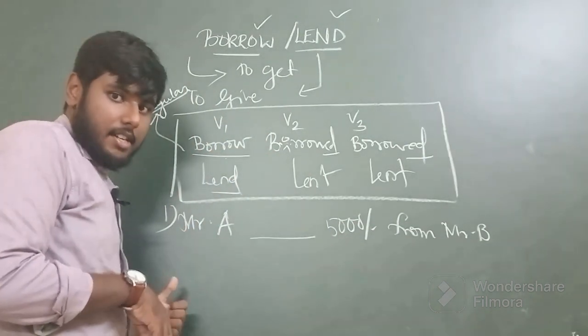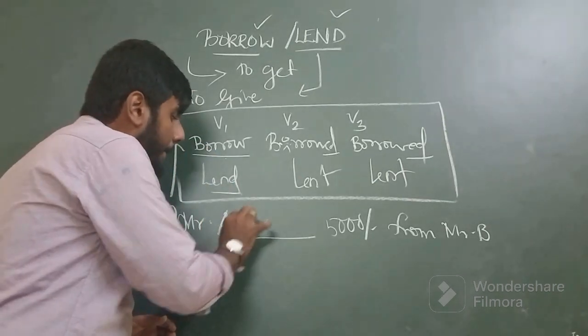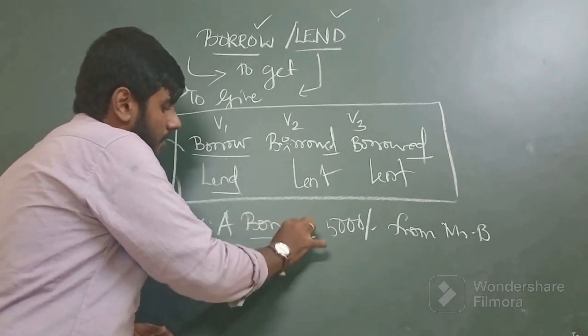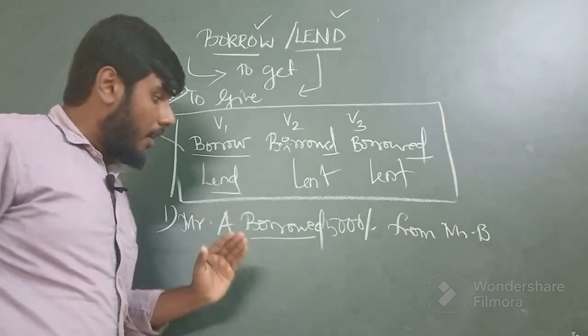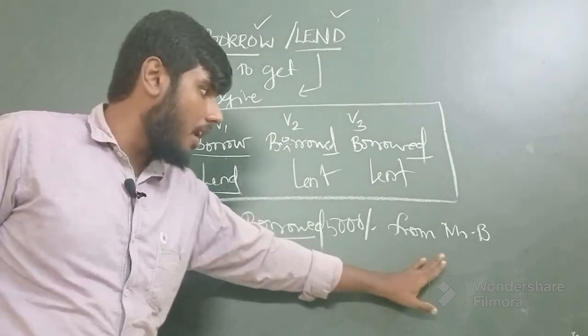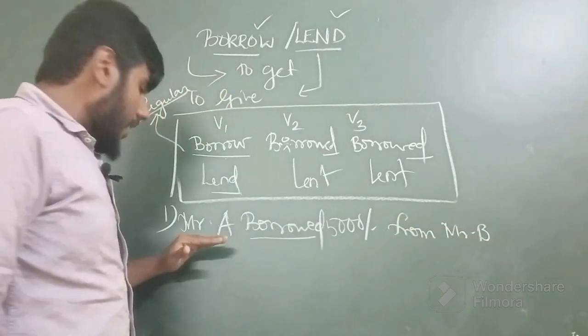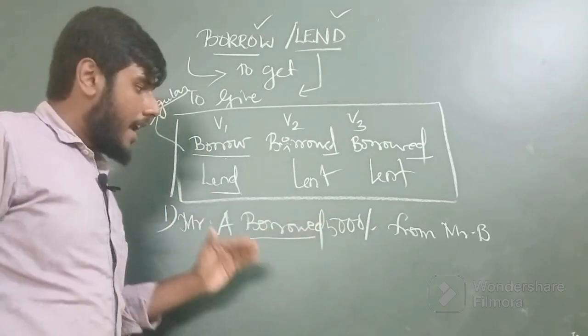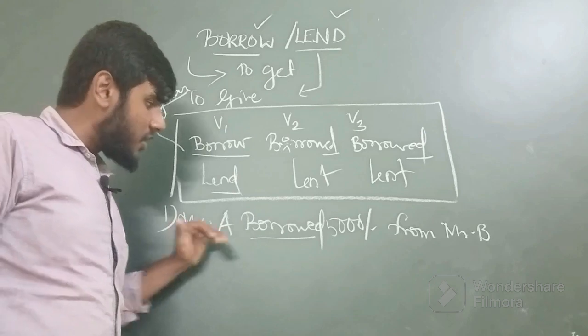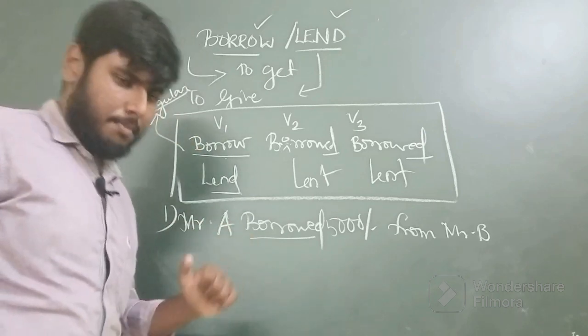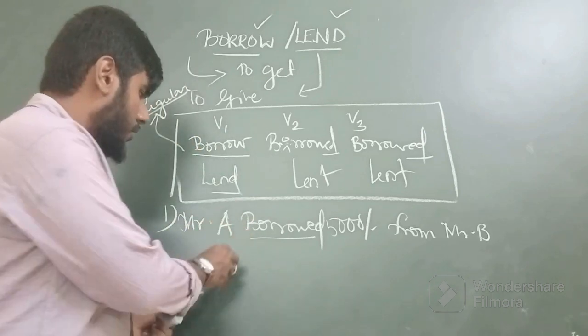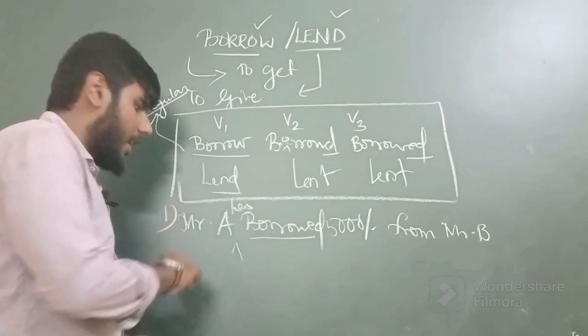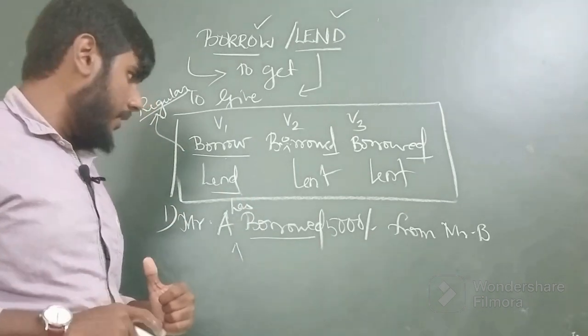Alright, you got it right. So Mr. A borrowed, okay? Mr. A borrowed 5,000 rupees from Mr. B. The sentence is now in simple past tense, that's the V2 form. And if you wanted to change this sentence into a present perfect tense, that's so simple that you just need to add has. Okay? So that is how it is going to be.